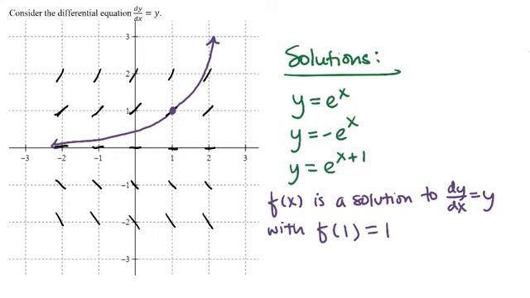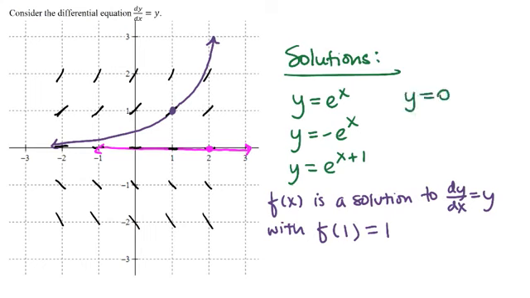What if I said that g of x was a solution that went through the point 2, 0? Well, I would start there, but then what should I do? It's flat there, and then it looks like it's just flat everywhere. What is that the equation of? y equals, what's the derivative of 0? So there's another one that has derivative equal to itself. So y equals 0 is another solution.